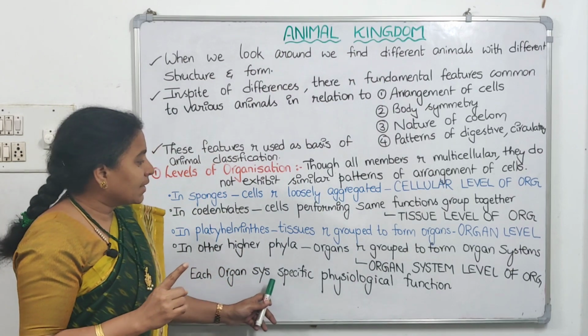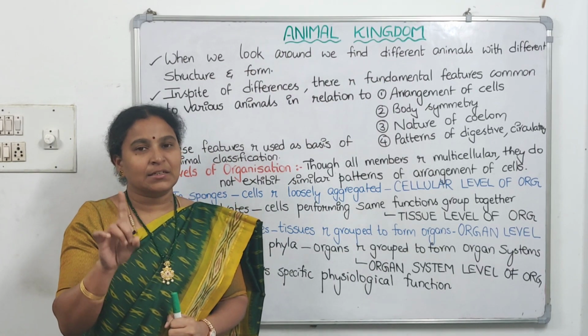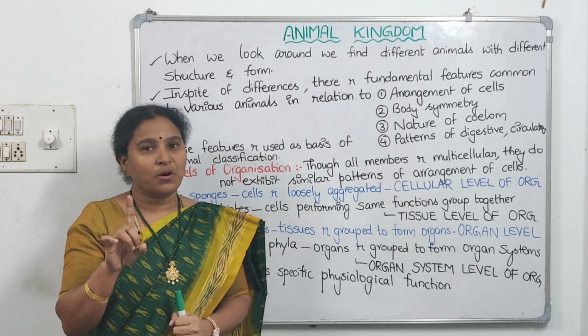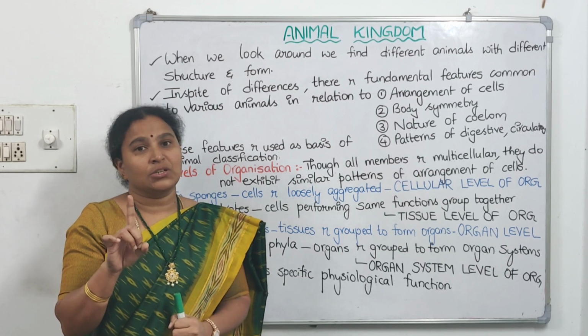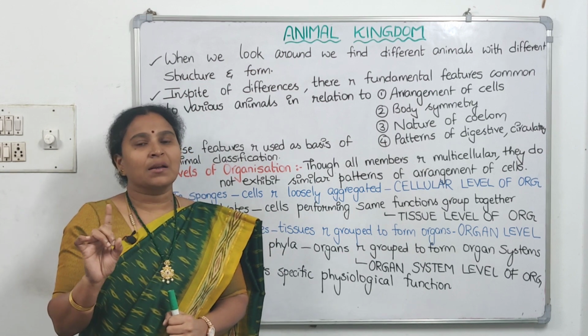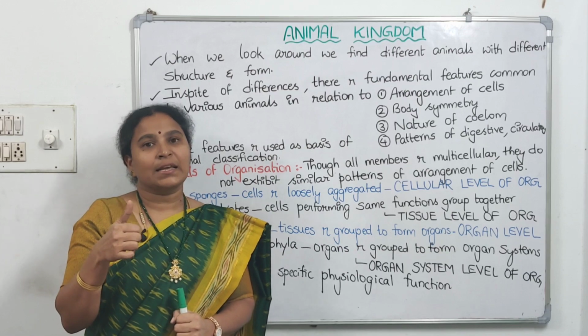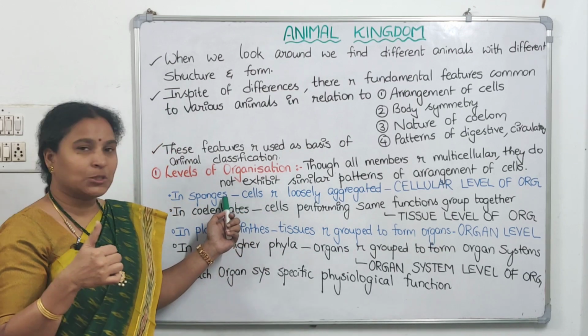Now, each organ system performs a specific function. So this is about the first characteristic which helps in animal classification. What is that? Levels of organization. Even though all the animals are multicellular, all the phyla will not show a similar type of arrangement of cells. Let's take the first phylum. What is that? Sponges, Porifera.